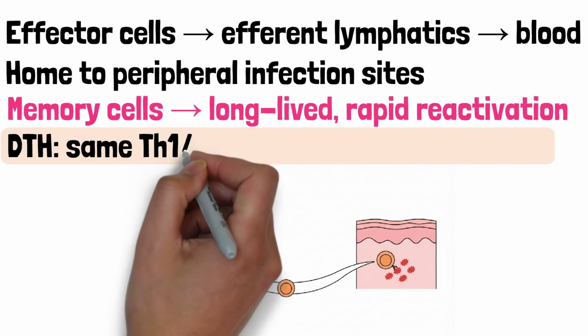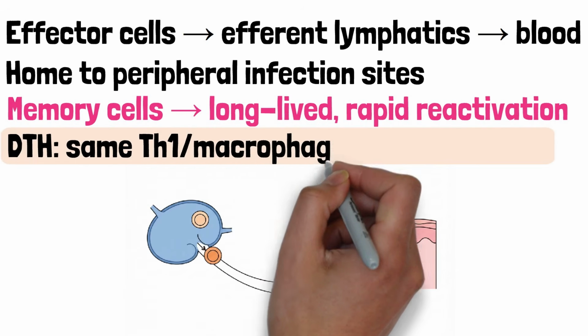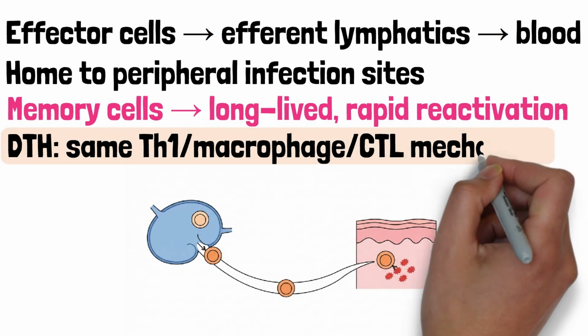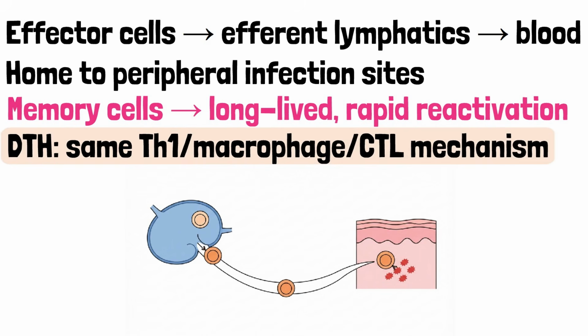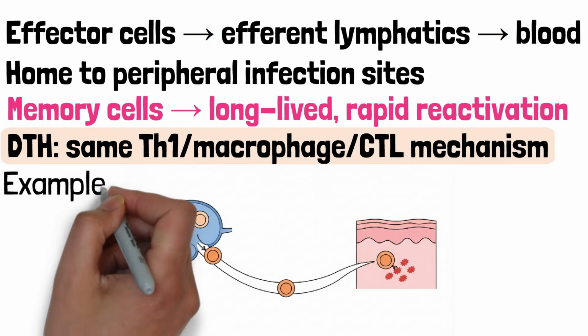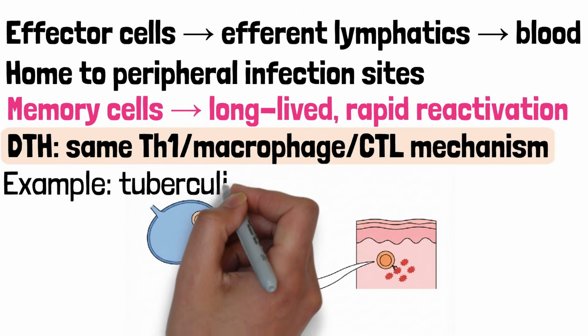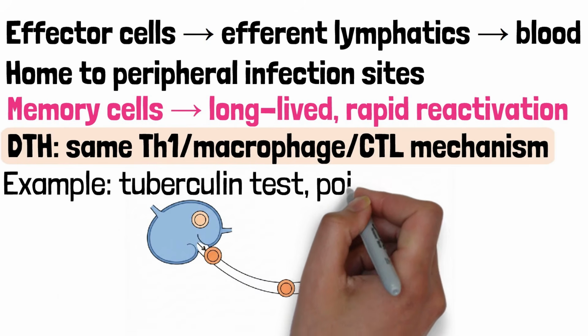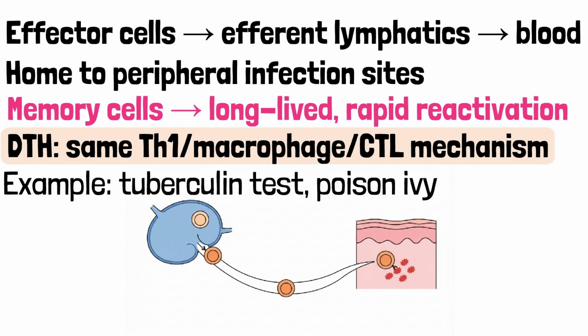And here's a connection worth locking in: delayed type hypersensitivity, or DTH, runs on that exact same Th1, macrophage, and CTL machinery. Classic examples are the tuberculin skin test and contact dermatitis from poison ivy, a normal protective response that can also cause tissue damage if it's dysregulated.